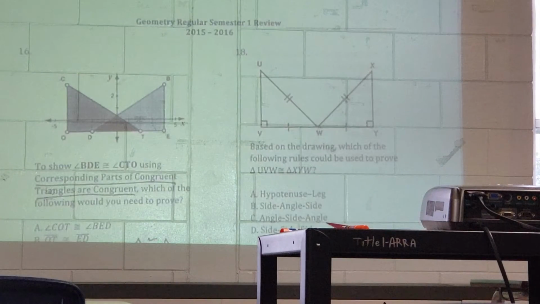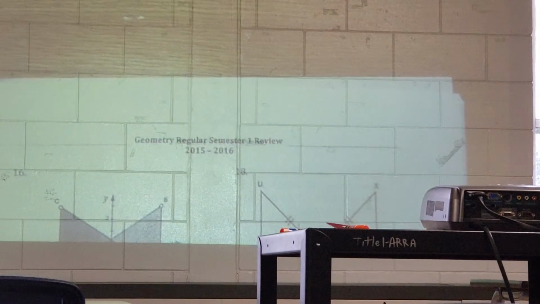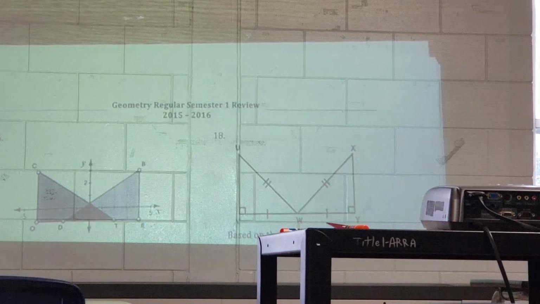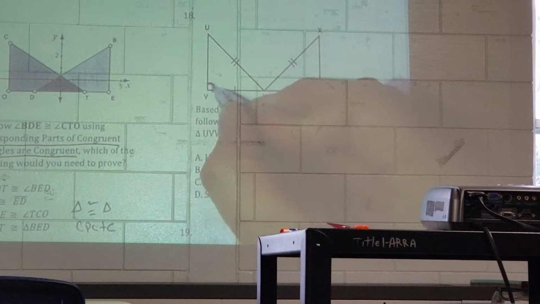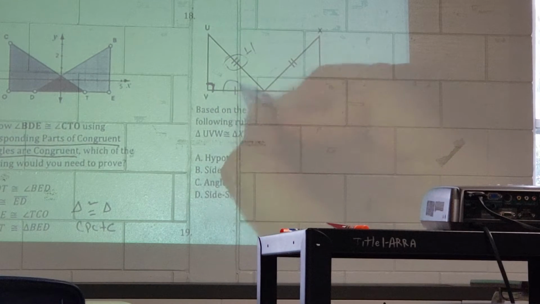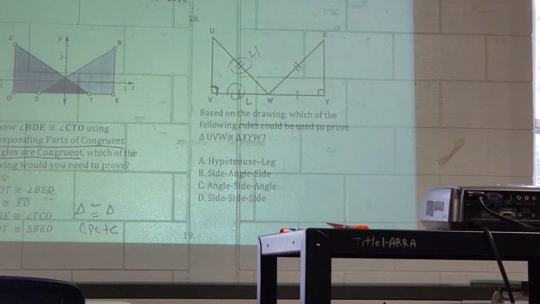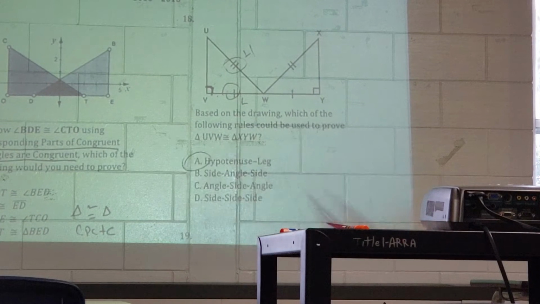All right, on to number 18. 18 says, based on this drawing, which of the following rules can be used to prove that those triangles are congruent to each other? This should be a dead giveaway because you see this right angle right here. This is a hypotenuse. This is a leg. It's the ASS theorem, but it only works in right triangles. Hypotenuse, leg.